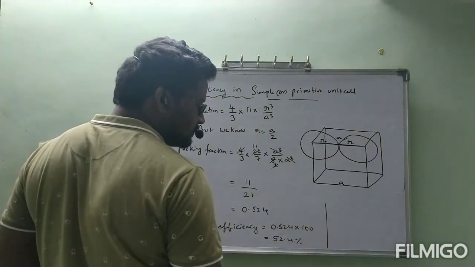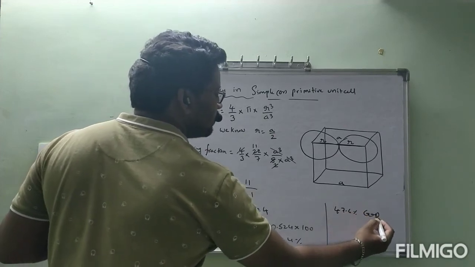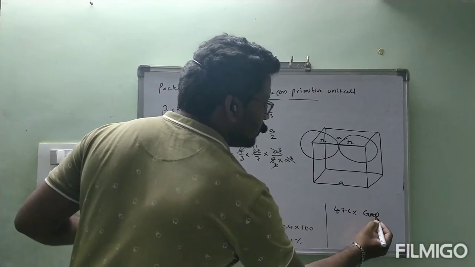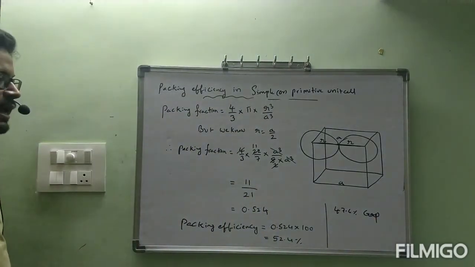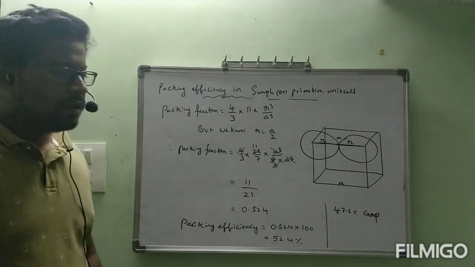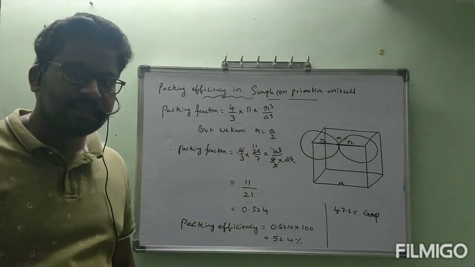Remaining percentage, how much more? 47.6% gap. So 47.6% gap, 52.4% packing efficiency in simple or primitive unit cell. So, by this we completed all the 3 types of unit cells packing efficiency.